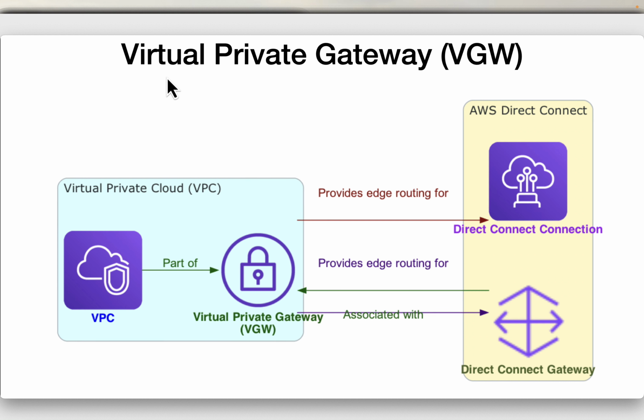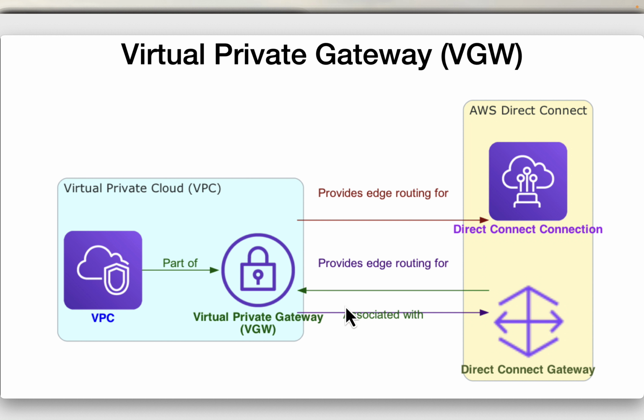Next is virtual private gateway. A virtual private gateway is part of a VPC that provides edge routing for AWS managed VPN connections and AWS Direct Connect connections. So this is used for two purposes. One is Direct Connect connections, or it could be VPN connections, which we have seen in the other lectures. But the main purpose here is to connect to a Direct Connect connection through a Direct Connect gateway.